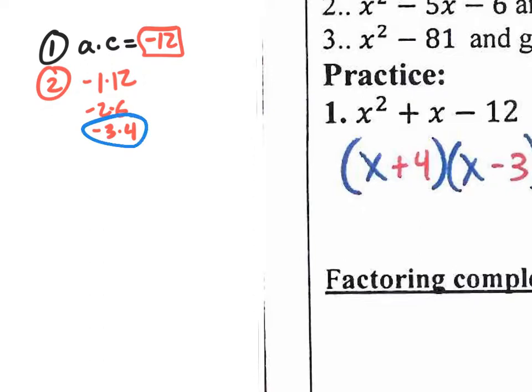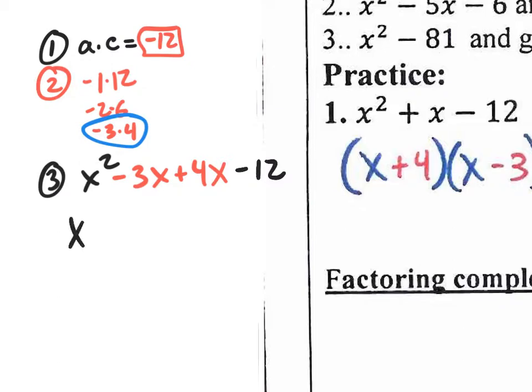Negative 3 and the 4, right? Step 3 is to rewrite your trinomial as 4 terms, x squared, but instead of plus 1x, I'm going to rewrite it as minus 3x plus 4x. And then, of course, you have the minus 12 at the very end. So you put the minus 12 right there at the very end. And then you factor by grouping by separating them. X squared minus 3x plus 4x minus 12.